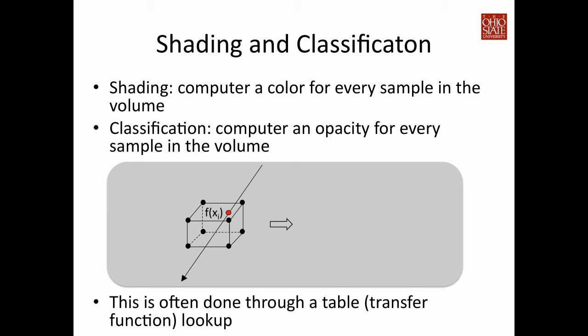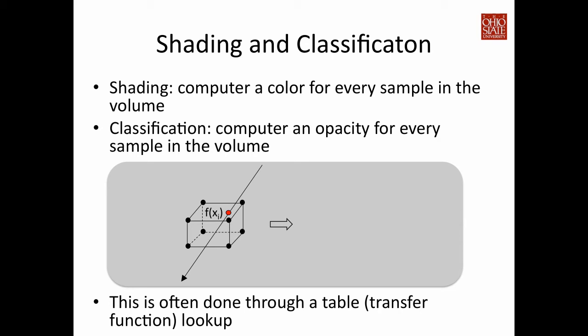What is classification? Essentially, classification is to decide what material this current sample is in. In the current context, I simplify the task of classification. So what I'm going to do is to compute an opacity for every sample value in the volume. Basically, for things that you do not want to see, you can set it as transparent. For features that you want to enhance, you increase the opacity value. And this is the classification step.